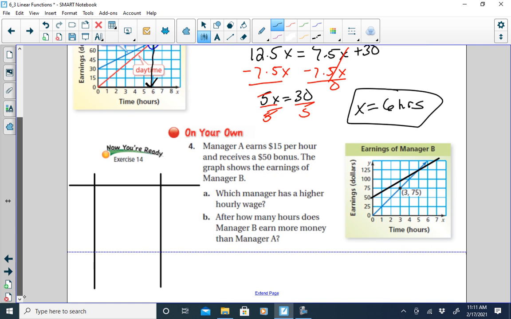Okay? Now, the last problem we did for the lesson is this on your own question. It says Manager A earns $15 per hour and receives a $50 bonus.